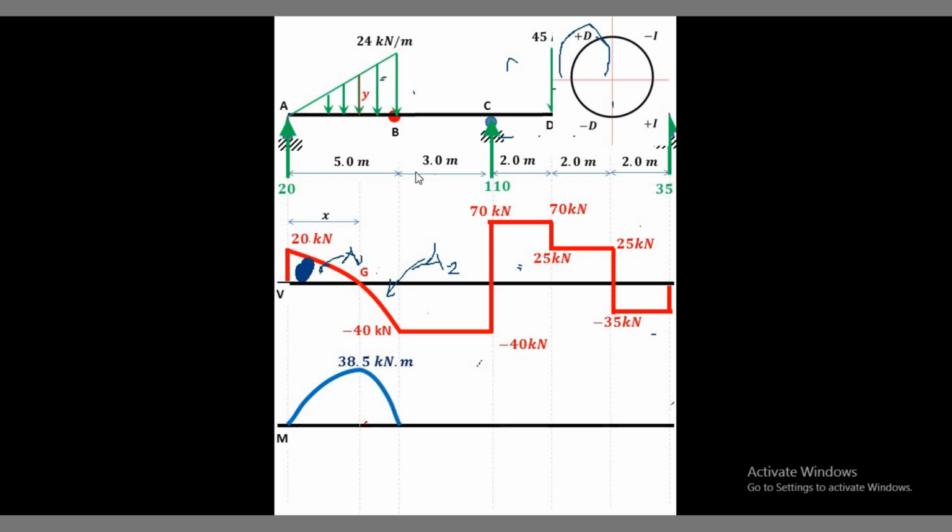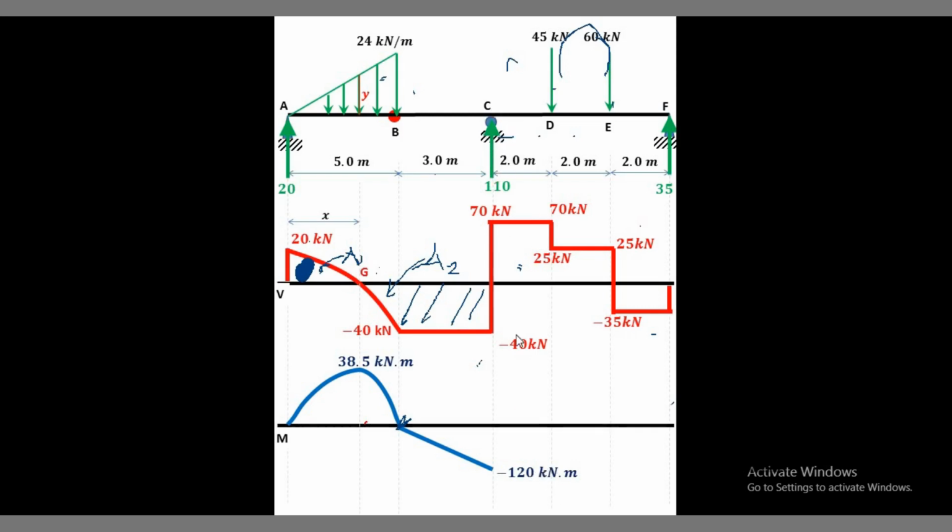Then, I ended at 0. The area of this rectangle is 40 times 3, 120. Since nasa baba, so 120. Connect ko lang DI. Again, dito sa may shear diagram, that is a 0 degree curve. Pagdating kay moment, 1 degree curve. Then I ended at 120.